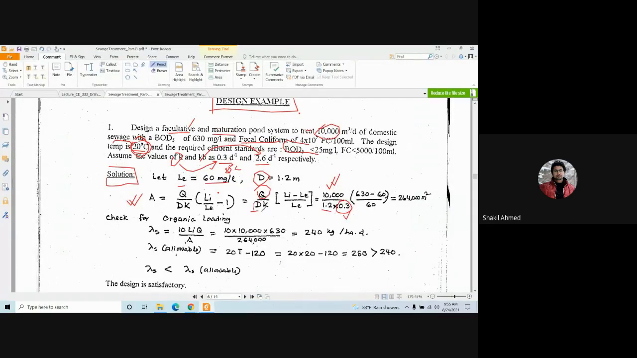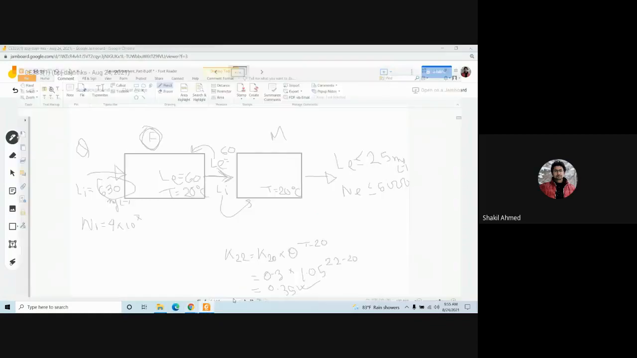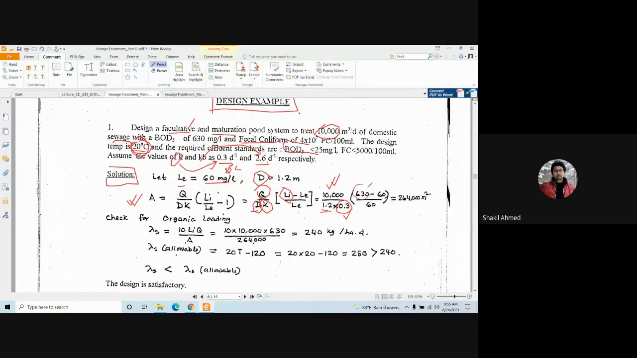So you put the value of D, 1.2, you put the value of K, 0.3. What is Li here? 630. So you put 630 here. What is the value of Le? You have assumed 60. So from here you get the surface area as this many meter square. Always remember the unit. Be careful about the unit.